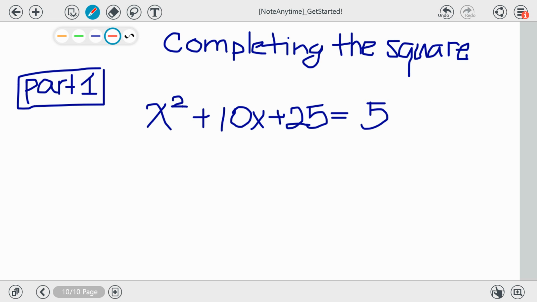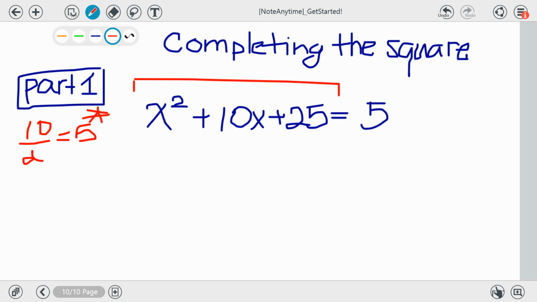As you see on the left hand side of the equation, this can be made into a perfect square, since if you divide the middle number by half and square that number, we get 25. Now remember, if I divide the middle number by half, which is 5, that number is important because it's the number that's going to go inside the parentheses. So now I can write this equation as x plus 5 squared is equal to 5.